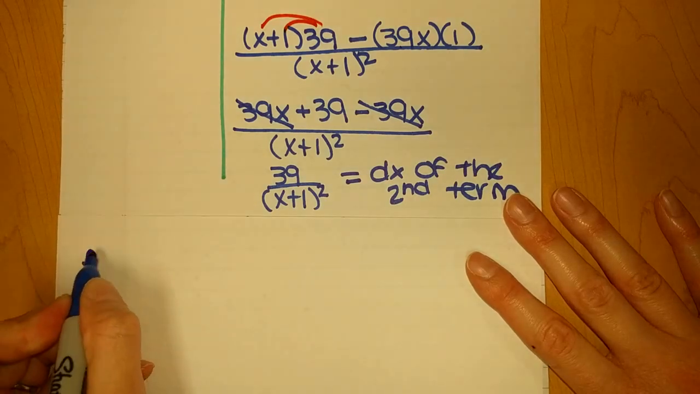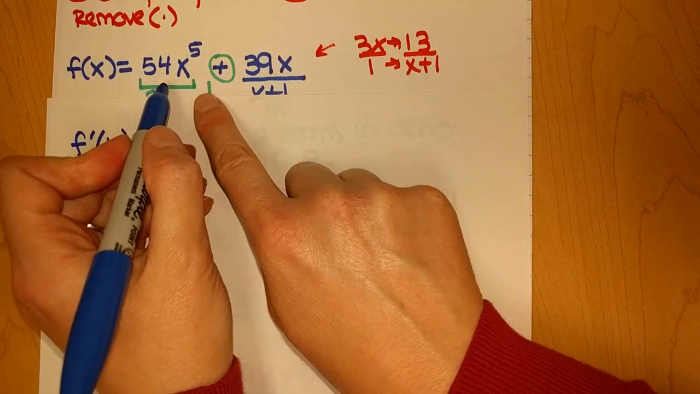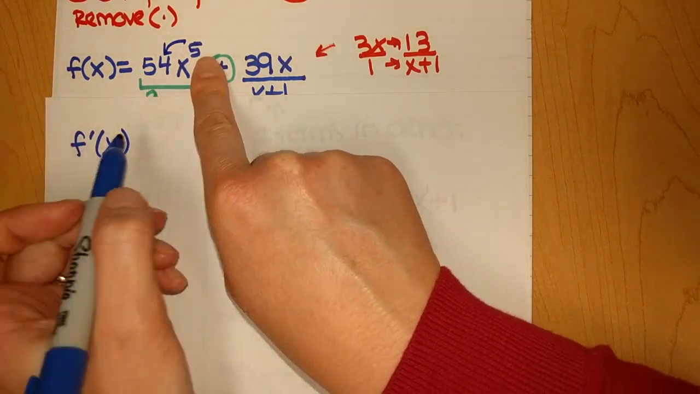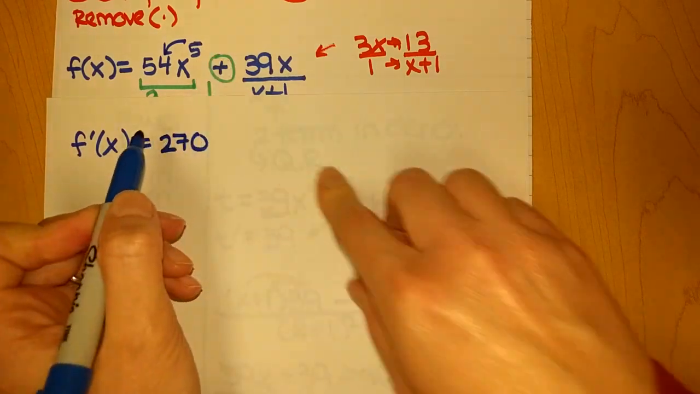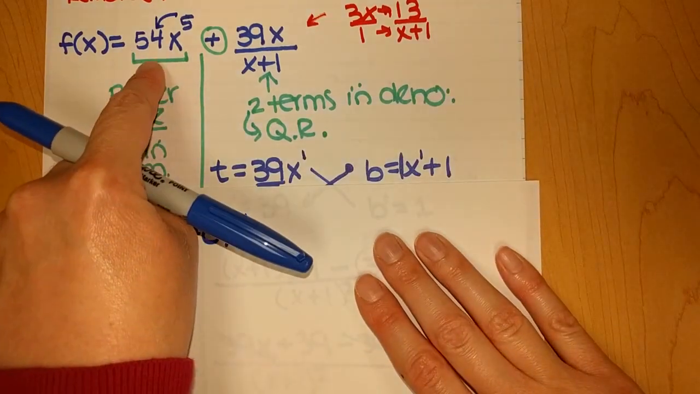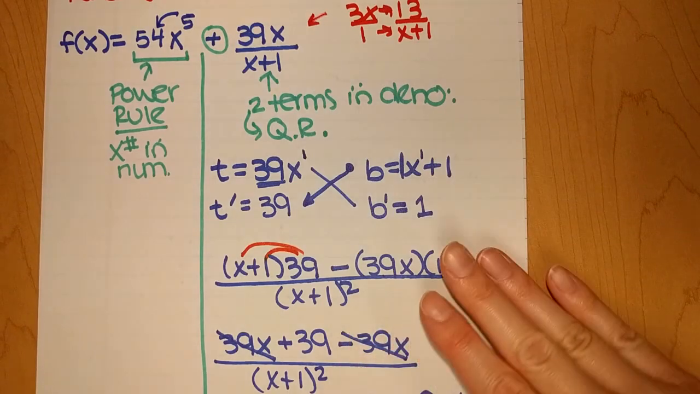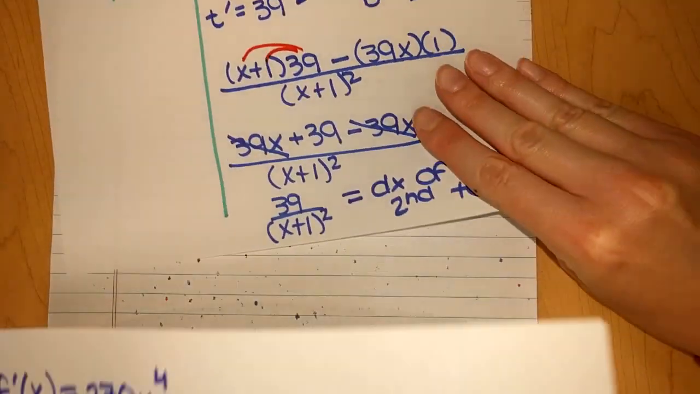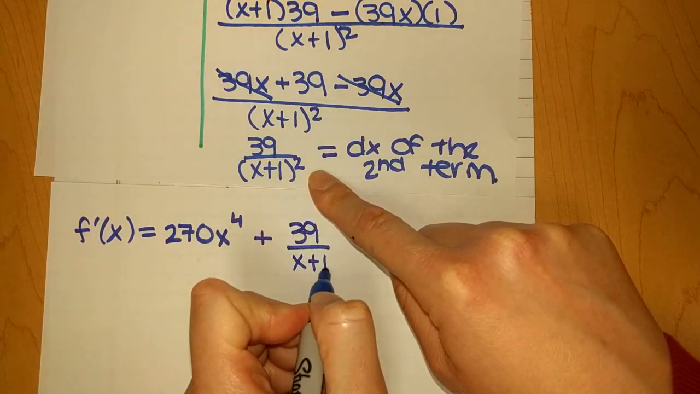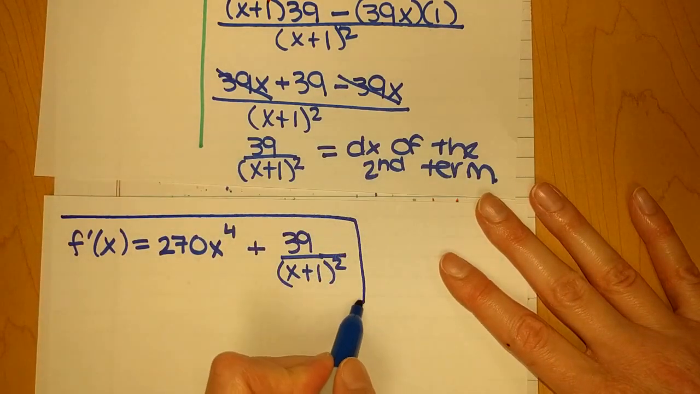So our derivative, f prime of x, let me scoot this up here a little bit. The 54x to the fifth, that's going to be the power rule. We bring down the 5. We take 54 times 5. That gives us 270. Then subtract 1, we get x to the fourth. So we use the power rule on this first term. Now, for the second term, we had to go through all of this work with the quotient rule, and we got that our second term's derivative is going to look like 39 over x plus 1 quantity squared. So when we put those two terms together, that is our derivative for this question.